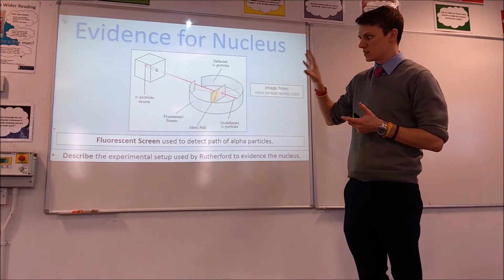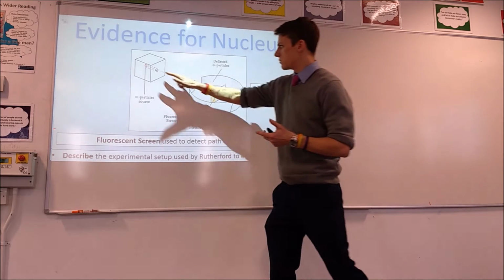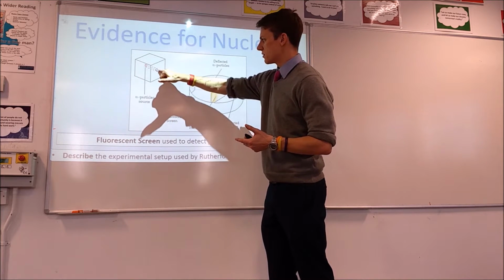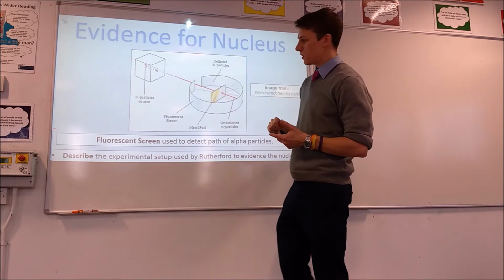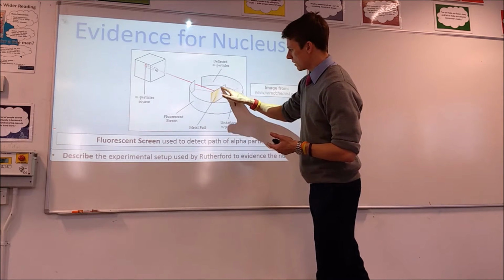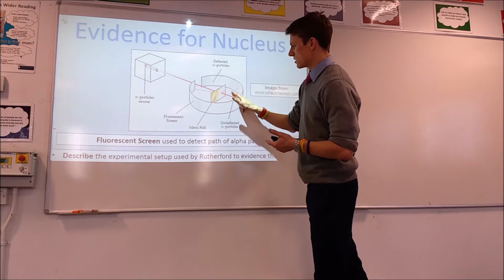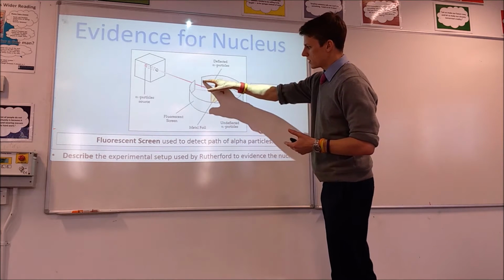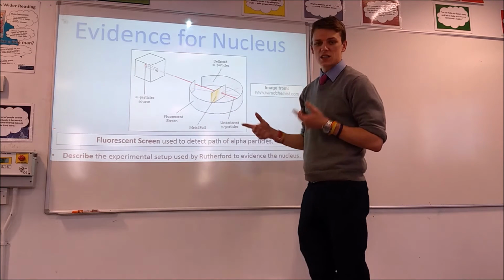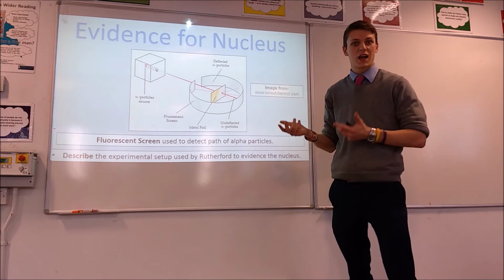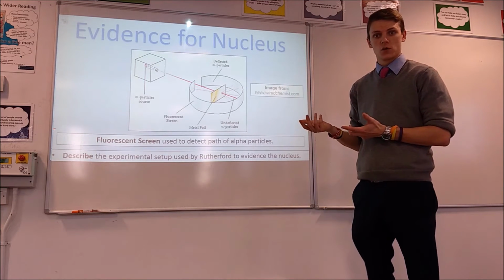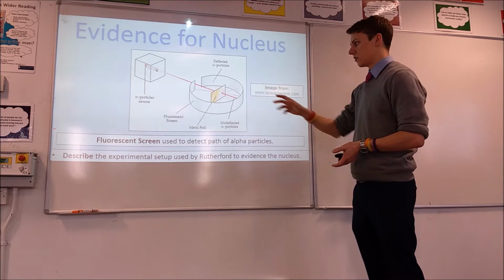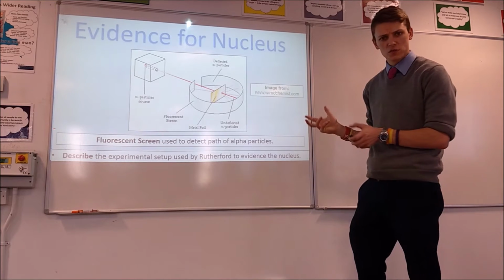So what we did is created this experiment here. We fired positively charged alpha particles out of this tiny hole here. So there was a fine beam of alpha particles. And what it does is it collides with, or essentially tries to collide with, this gold foil here. And you've got a fluorescent screen all the way around to detect where the alpha particles actually end up as a result of their collisions or not collisions with the nuclei of the gold. So that's the general setup.